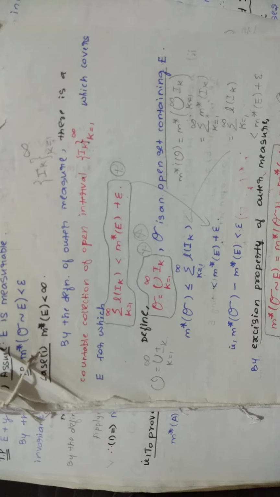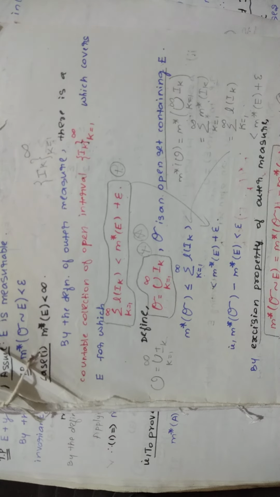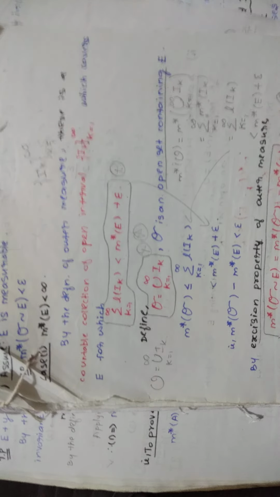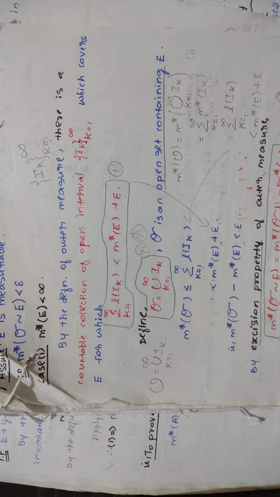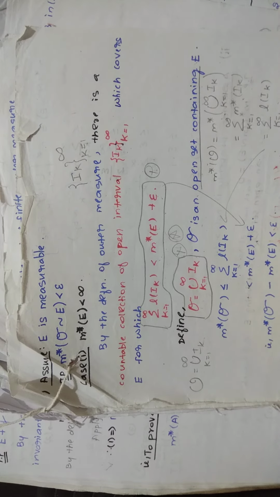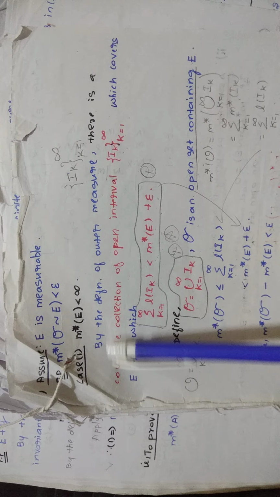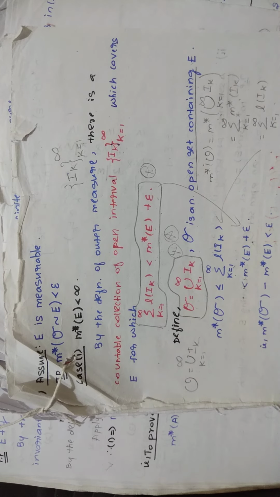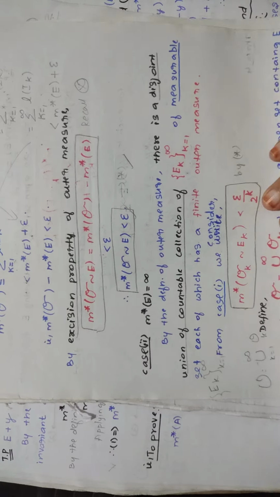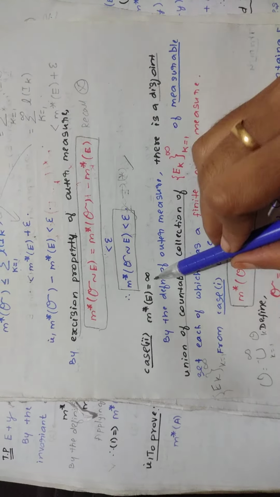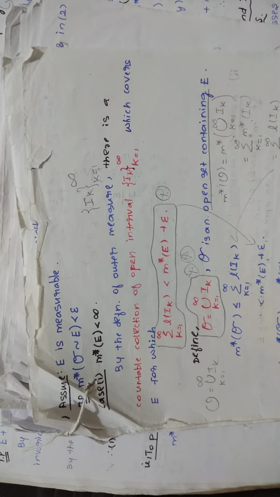Here you have 2 cases. Is that clear? How many cases do you have? 2 cases. The first case is m star of E less than infinity, that is, the outer measure of E is finite. That is case 1. Case 2 is the outer measure of E is equal to infinity. Is that clear? So let's see case 1.